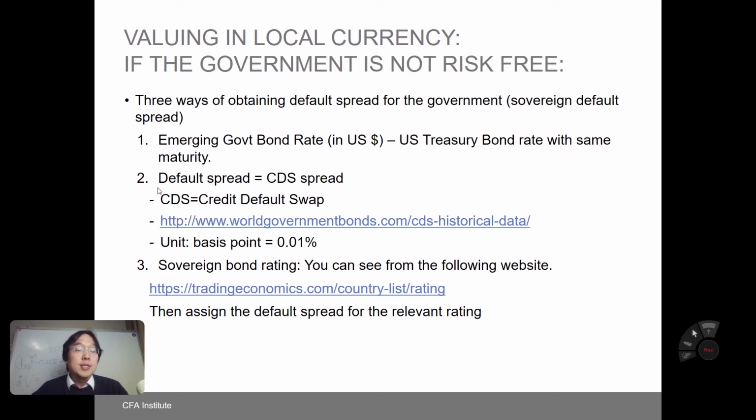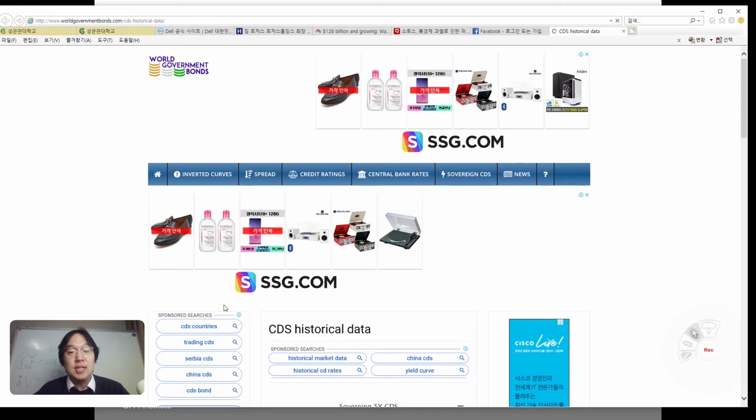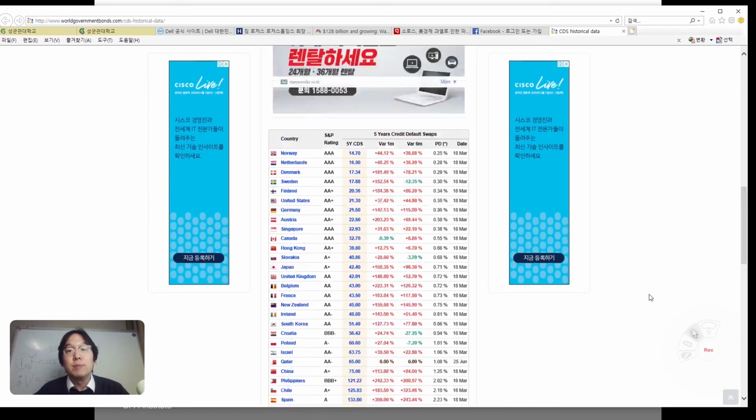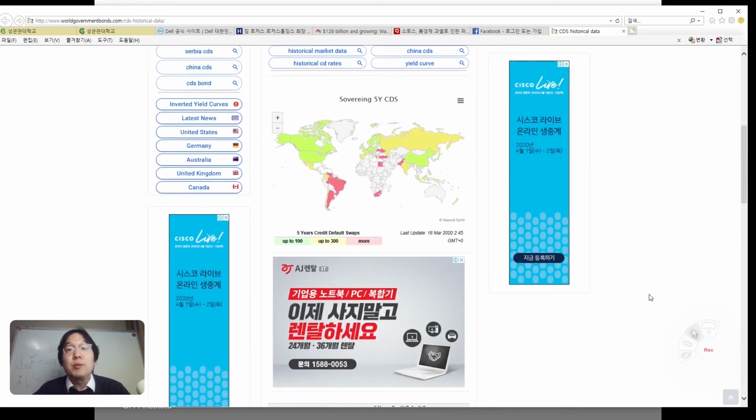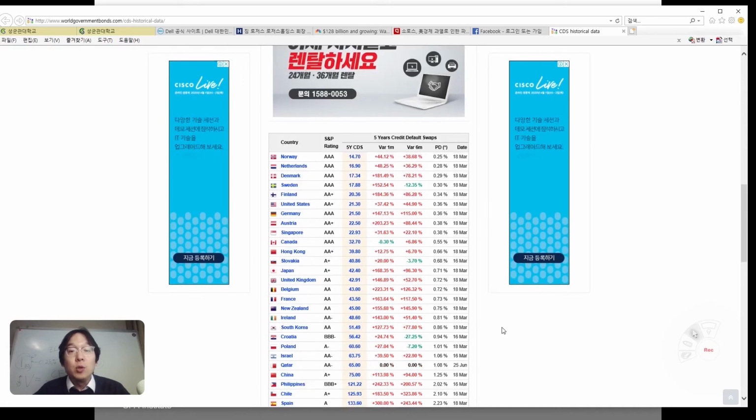And then the second approach is to obtain this default spread directly from the CDS market. CDS is credit default swap, right? And then you will see a website that takes you to historical data of CDS spread of all different countries or entities that you are interested in. Okay, CDS historical data. Well, let me scroll down a little bit. Yes, you're going to be able to see a sovereign 5-year CDS spread of all different countries.